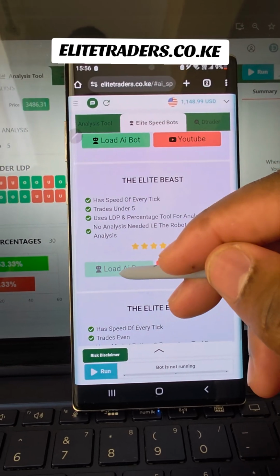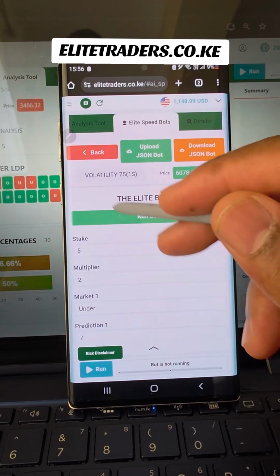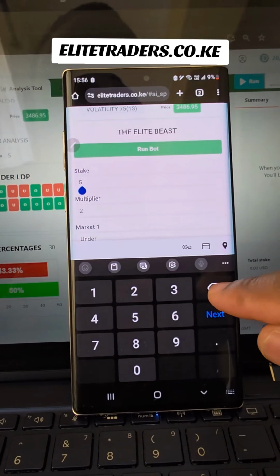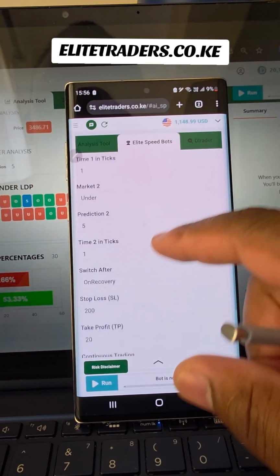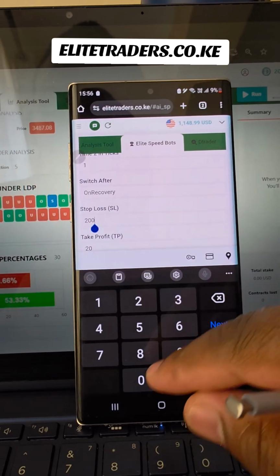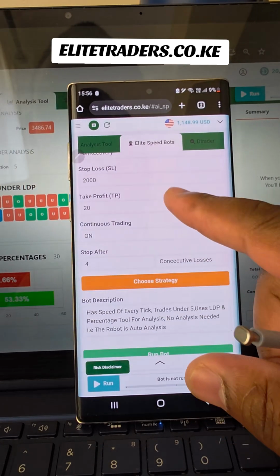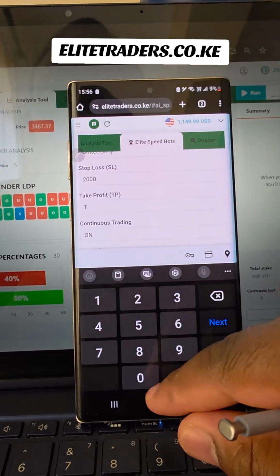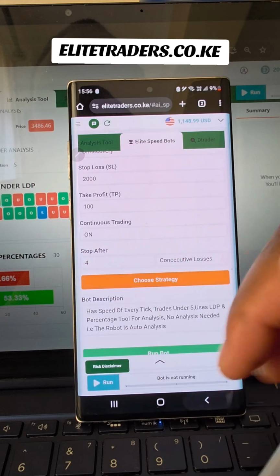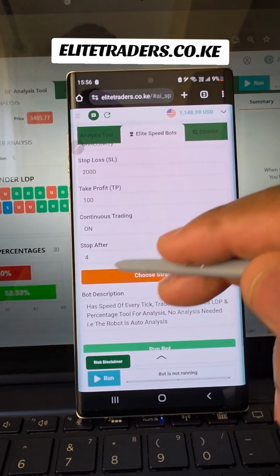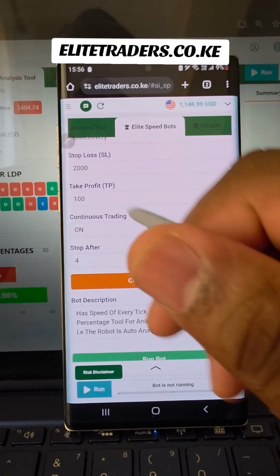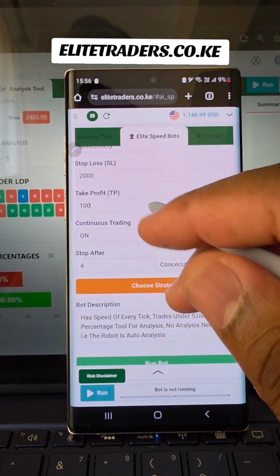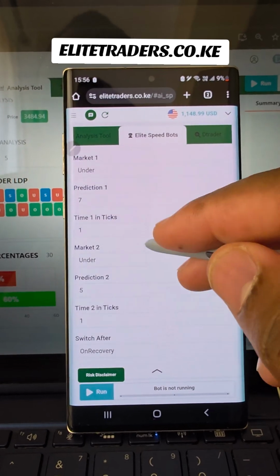For example, in this case, let's trade under 5. This is under 7, recovery under 5. Let's take 30. Then stop loss, I'll increase my stop loss, target profit set up to 100. This is what I normally use to manage my losses: 4 consecutive losses and we are out of the market. Okay, so everything else is okay.